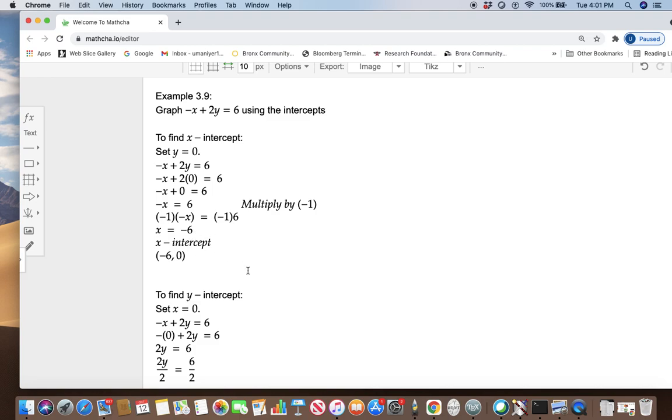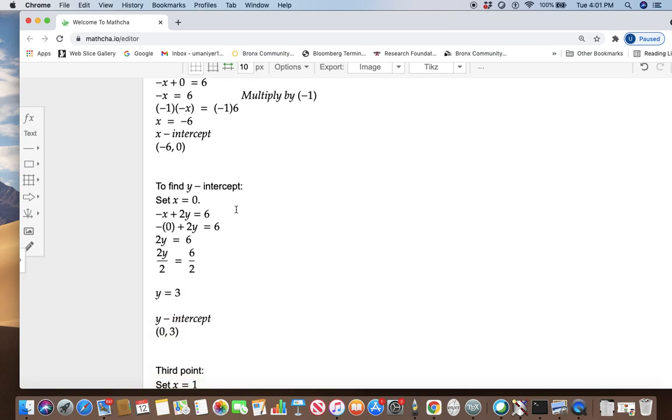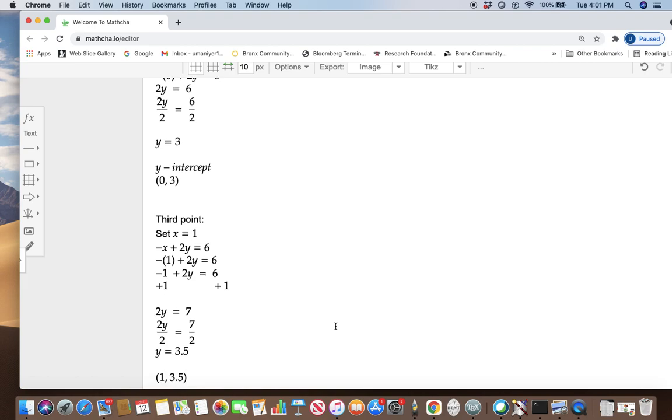Negative 6, 0. Now, we find the y-intercept. To find the y-intercept, set x to 0 in your original equation. Set x to 0. You're left with 2y equals 6. Divide both sides by 2. You get y equals 3. So you have your y-intercept 0, 3.